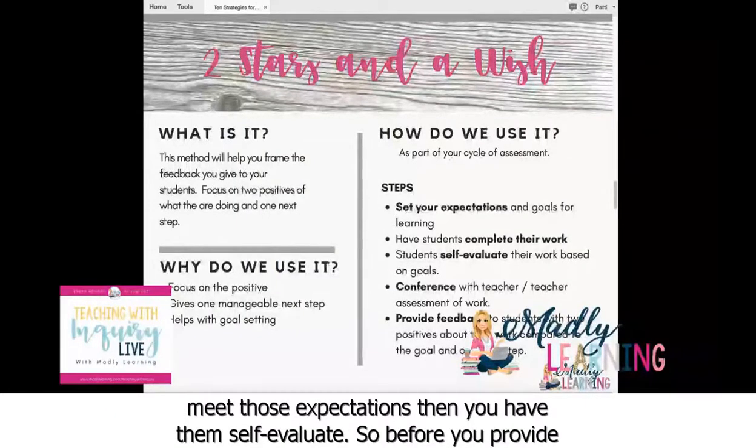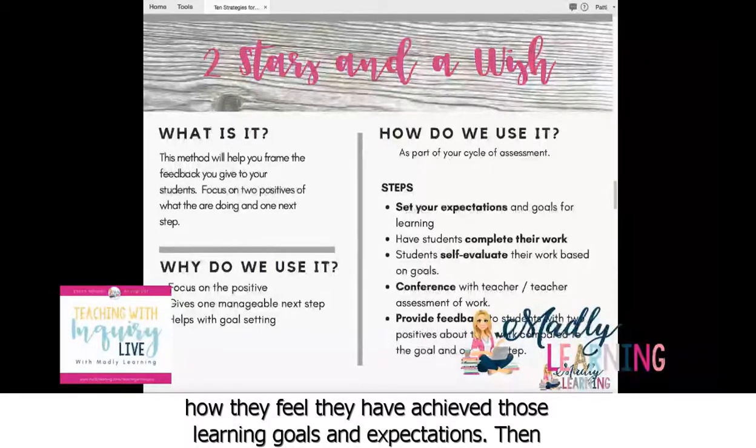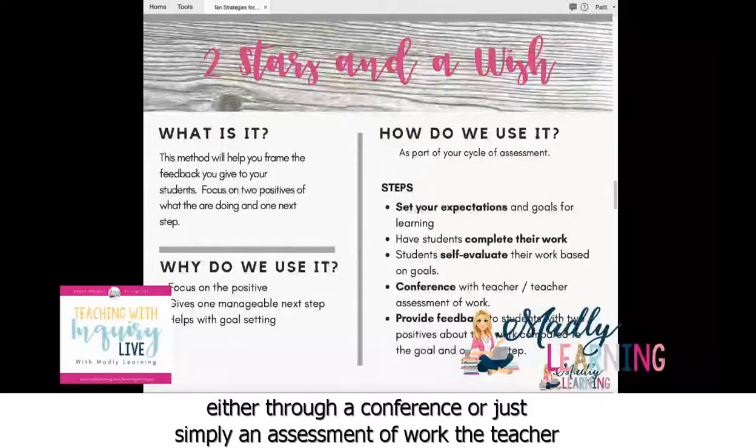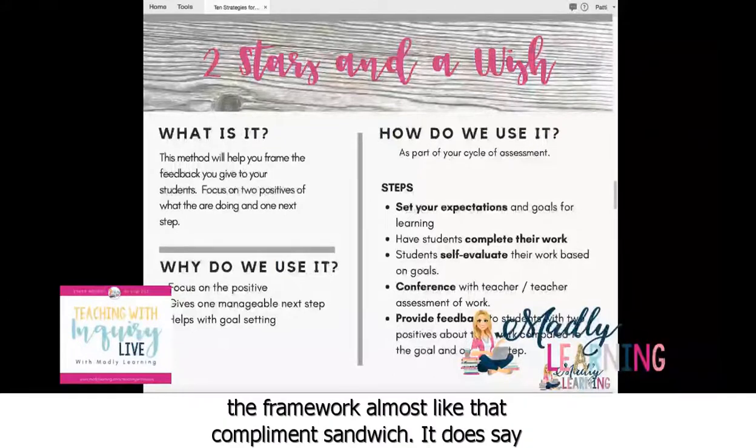Then you have them self-evaluate. So before you provide them with feedback, you want them to self-evaluate and rate themselves based on how they feel they have achieved those learning goals and expectations. Then either through a conference or just simply assessment of work, the teacher can provide either written or oral feedback to the students and provide it in the framework, almost like that compliment sandwich.